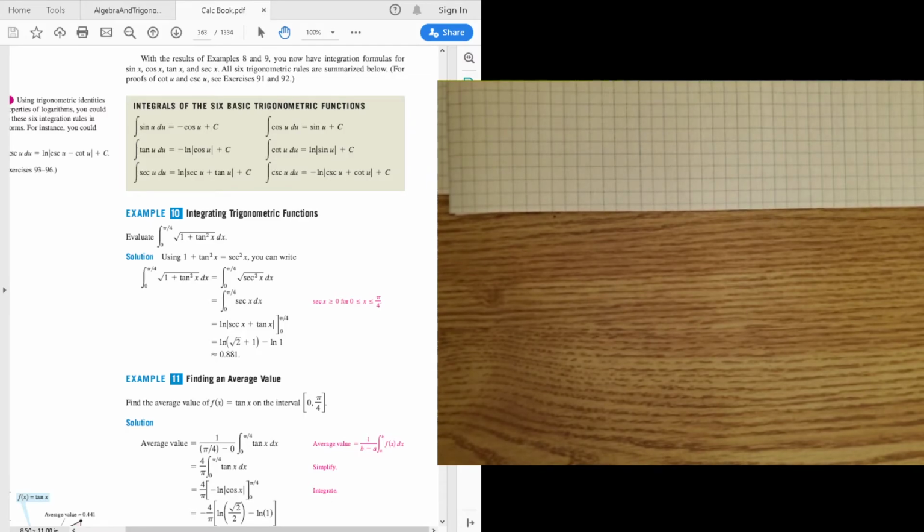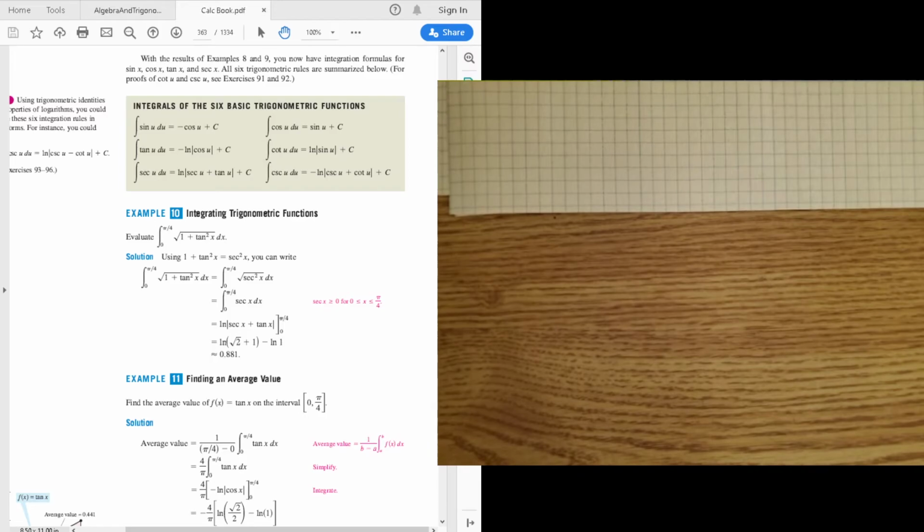Make sure when you look at these functions, you can integrate sine into cosine. You can integrate tangent into a natural log, secant into a natural log, cosine into sine, cotangent into a natural log, cosecant into a natural log. But if there's something more complex inside of it, then you may have to do a u-substitution first. Let's look at an example.